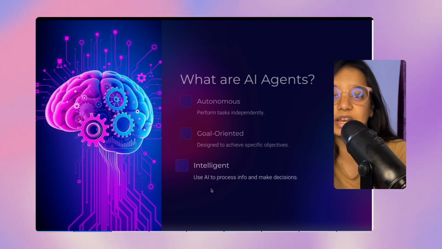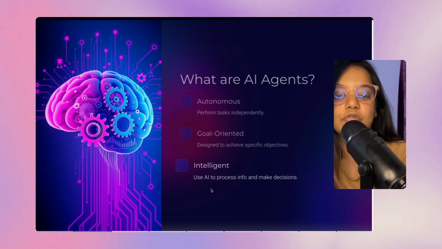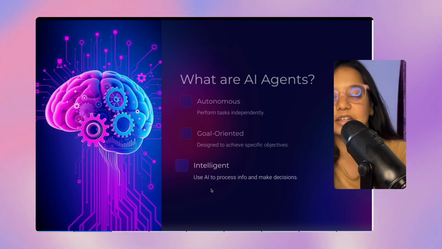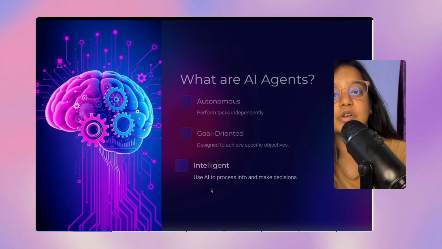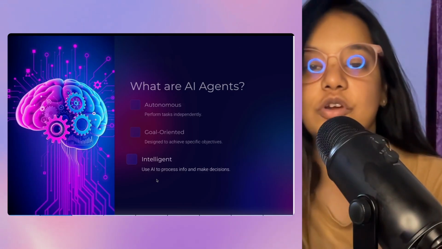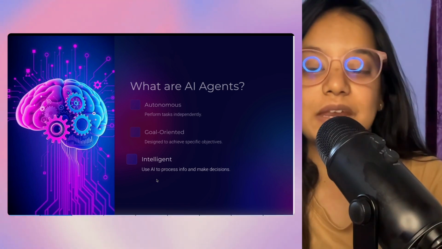Then there is intelligence. As soon as you introduce intelligence into your workflow, it becomes an AI agent, and that is what differentiates it from a normal workflow. It uses AI to process information and make decisions on its own. So again, autonomous, goal oriented and intelligent is what differentiates an AI agent from a normal workflow. I hope by now you are clear on the difference between a normal workflow and an AI agent.